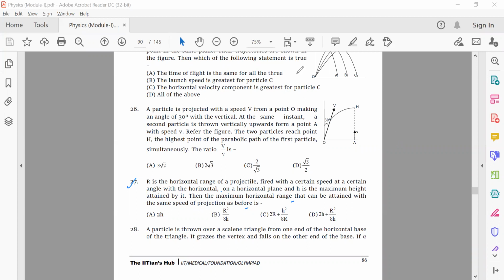So U square sine 2 theta by G is equal to R, and U square sine square theta by 2G is equal to H. If you divide these two equations, you can see that 4 divided by tan theta is equal to R by H. So this is one relation that we have between the given R, the given H and theta. Just divide this by this, so you'll get this.